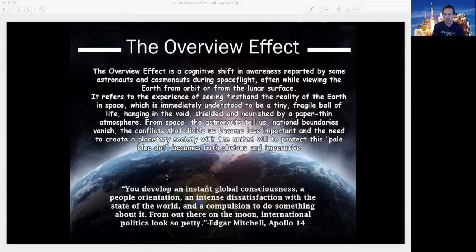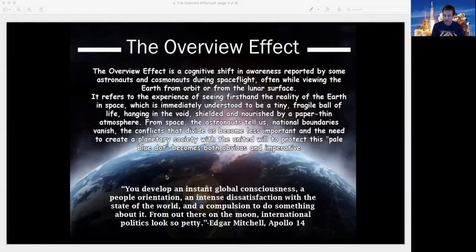So anyway, they say here, astronauts talk about how national boundaries vanish, how the conflicts that divide us seem absolutely unimportant to the overall scheme of this amazing system, the oneness of this system. And they really start thinking about our society in terms of a planetary or global society that should be united, and that we should be united just because we are all one and the same. They feel this is such a powerful experience that it's obvious, and the importance of it becomes paramount.